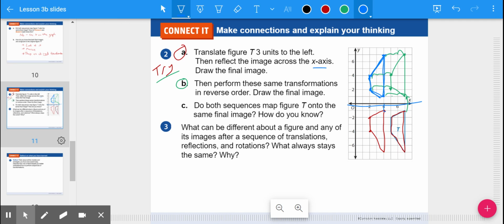So do both sequences map it onto the same image? How do you know? Yes, because we graphed it. So in this case, when it's a translation and a reflection, it worked in different orders, whereas the last one, it didn't work in different orders. Isn't that interesting?